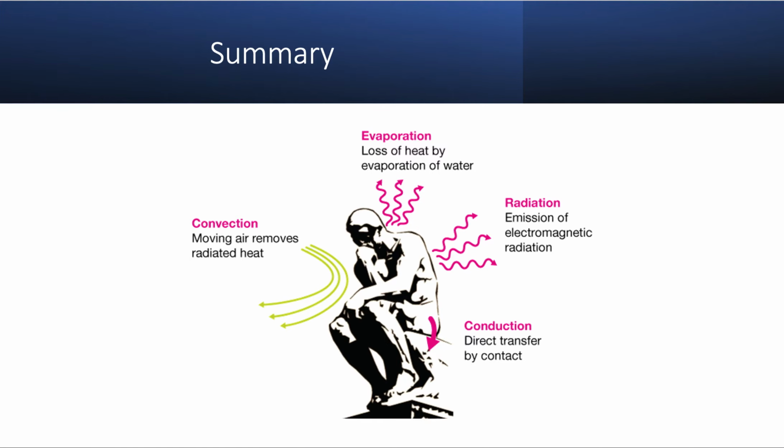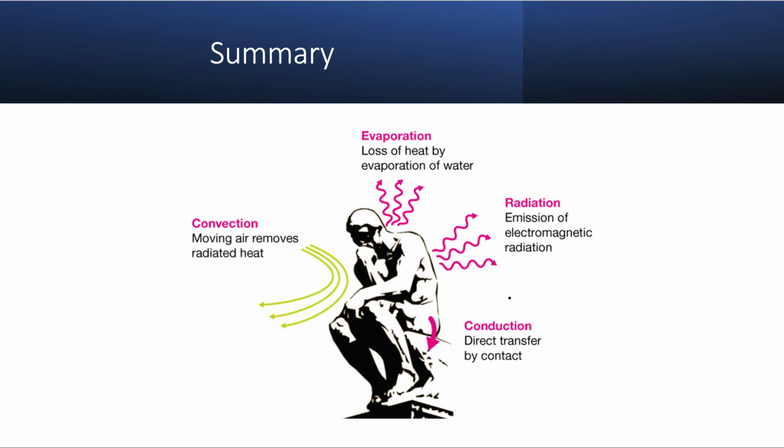So now putting it all into a summary, over here we have this person who is sweating, we'll say, and all convection, evaporation, radiation and conduction occur in this image. Evaporation: the person is in hot weather, so he's going to sweat, and because he sweats, the water is going to be released, and this water is then going to be evaporated because of the warm weather. So evaporation is the loss of heat by evaporation of water. So the sweat on the person's body is being evaporated.